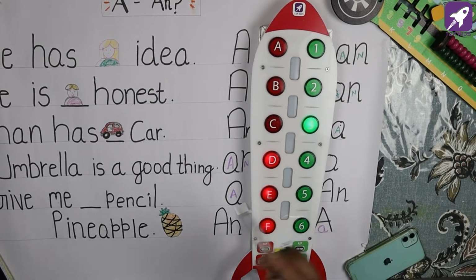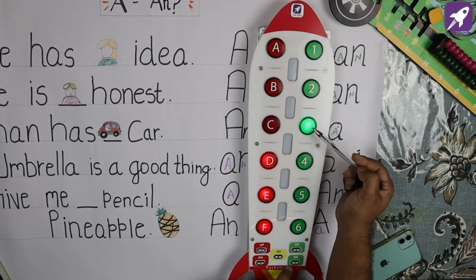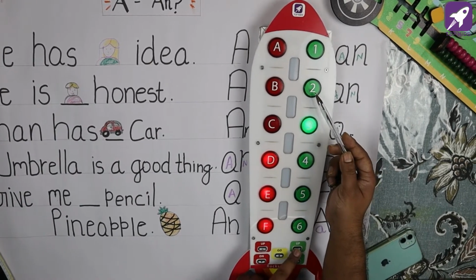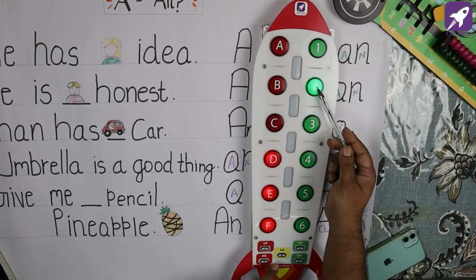After the welcome sound, it is asking for the code. We have selected code number 2. So bring this green LED to here. Press the up key. Now the code 2 has been selected.